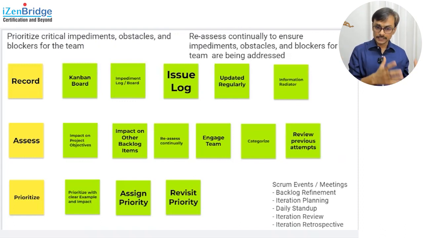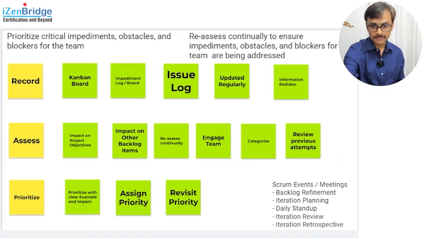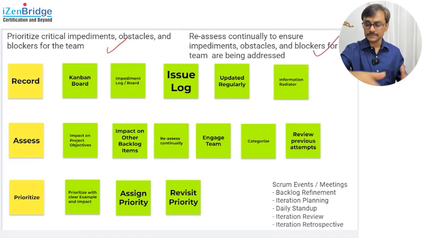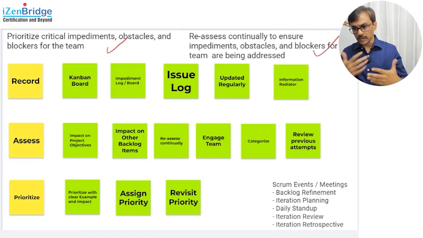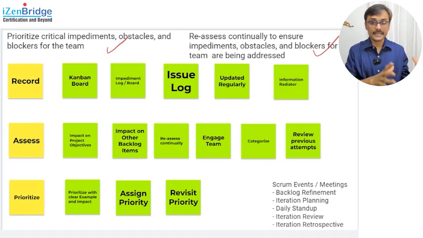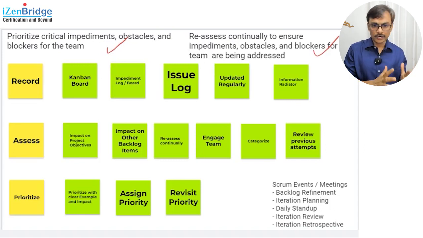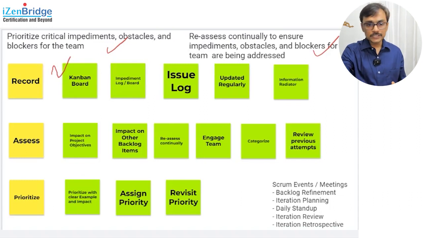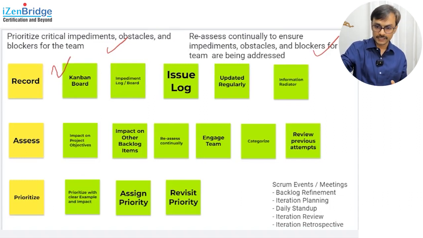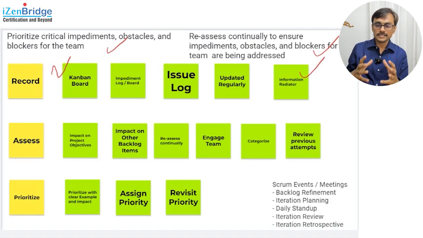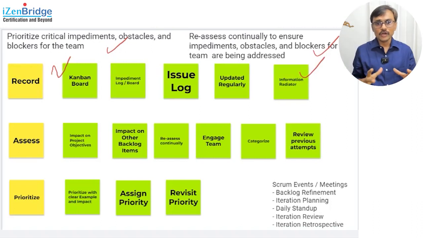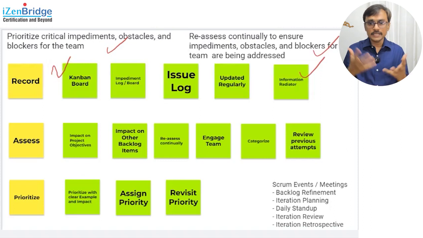So prioritize critical impediments, obstacles, and blockers for the team. That's one subtask, and continuously keep reassessing whether the priorities are right and whether the overall tracking of those impediments is right. As we discussed in our previous content, we need to record. One of the default places to record impediments is your Kanban board. And this particular thing should also work as an information radiator. An information radiator is a place where you put some critical info which keeps giving you the latest information about what is happening in your project environment, so that stakeholders have a common understanding.